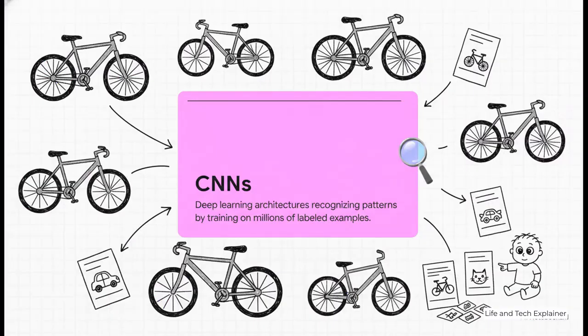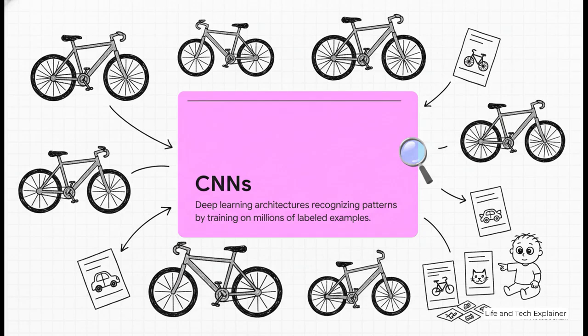All right, so the machine has its puzzle pieces, but how does it know what it's actually looking at? Enter convolutional neural networks, or CNNs. This is the heavy lifter. CNNs are deep learning architectures that learn to recognize patterns by training on millions of labeled examples.